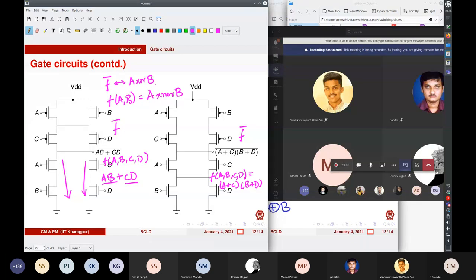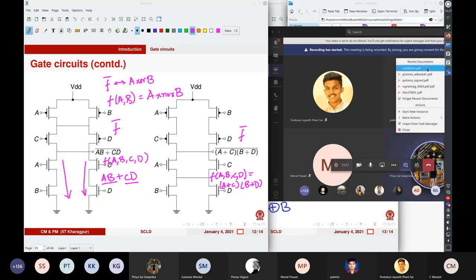Excuse me, sir. Sir, I'm not able to figure out how to come up with the function without writing the truth table or just by looking at the figure. All right. Let us see. Let us try to do it.